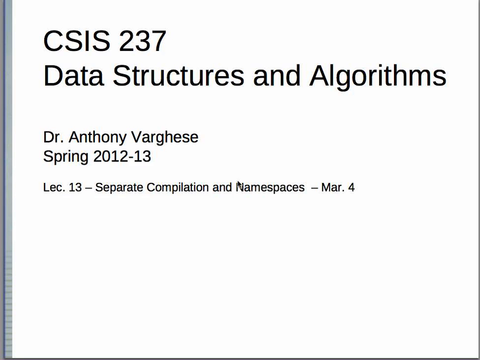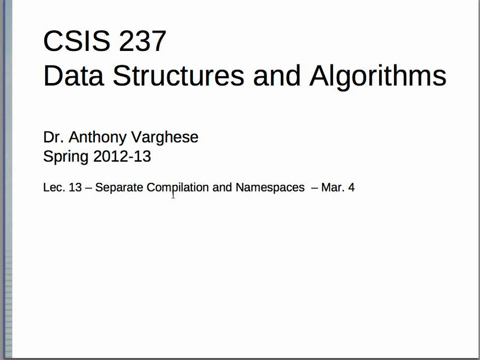In this lecture, we will look at separate compilation and namespaces. So separate compilation, the basic idea is very simple. Just use .h files to declare and actually define a class, but don't set up method bodies in the .h file, and use a separate .cpp file to have all of the function bodies or method bodies.